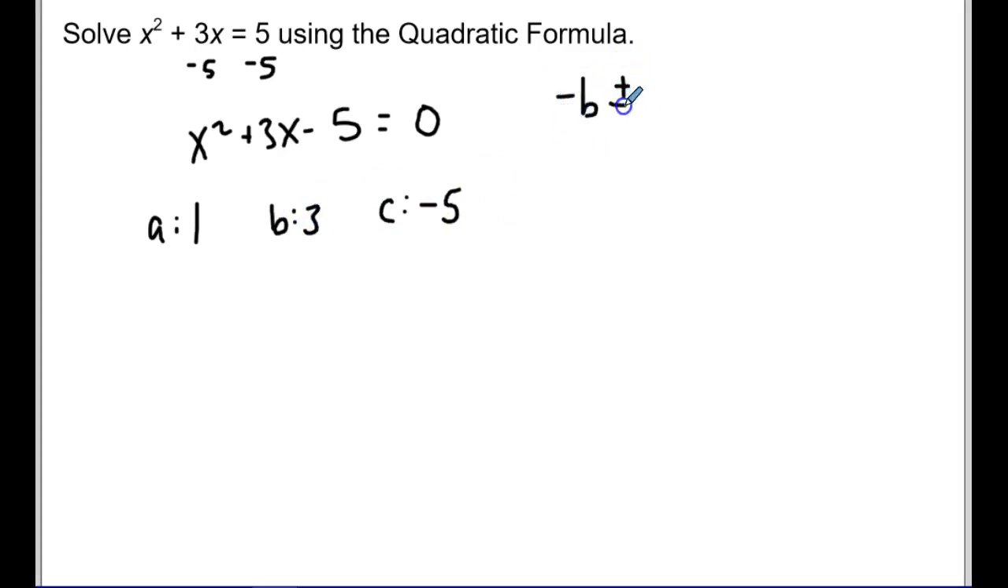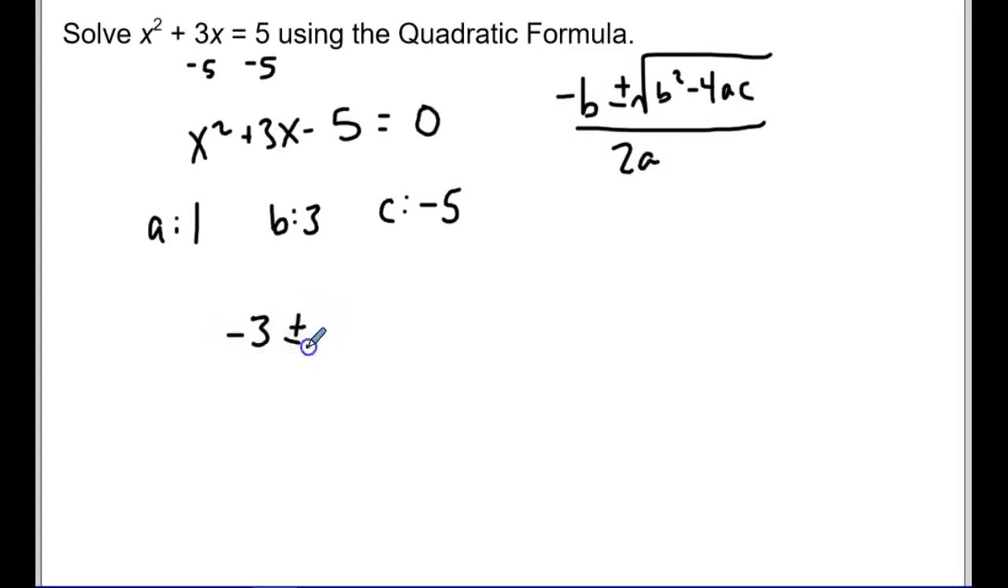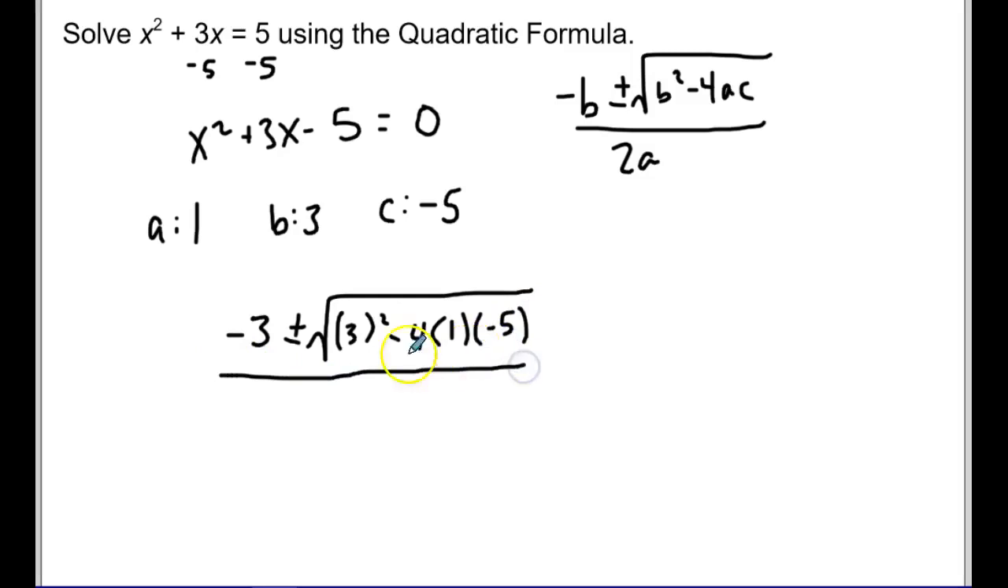So negative b plus or minus the square root of b squared minus 4ac all over 2a. Well, let's just plug in the information that we know. So I have a negative b, which is 3, plus or minus the square root of b squared, which was that 3, minus 4 times a, which was 1, times c, which was a negative 5. And using parentheses is a great thing to do when we're multiplying, so we can keep everything straight. All over 2 times that a value, which was 1.